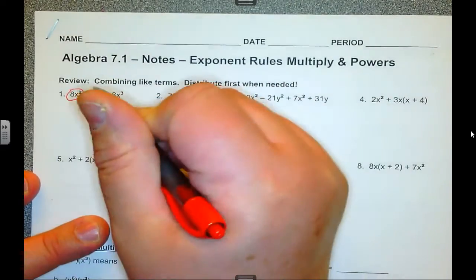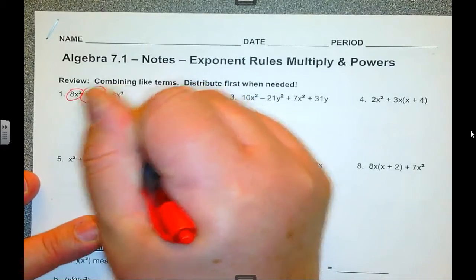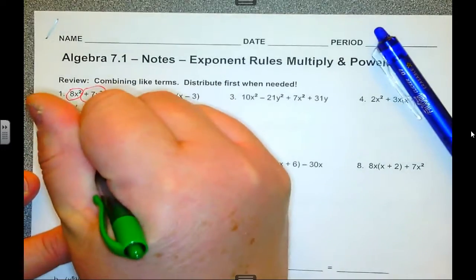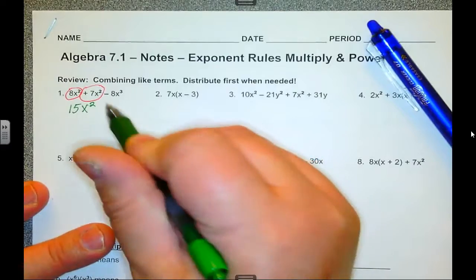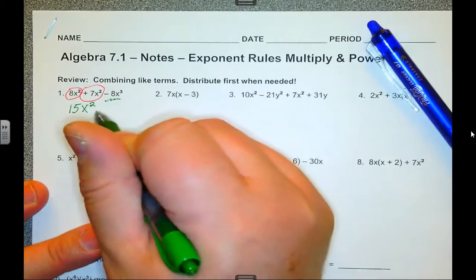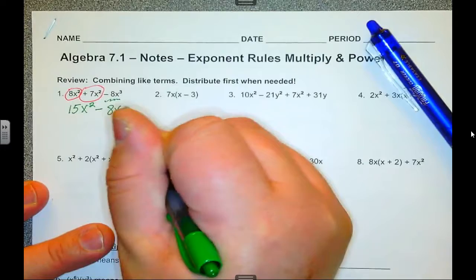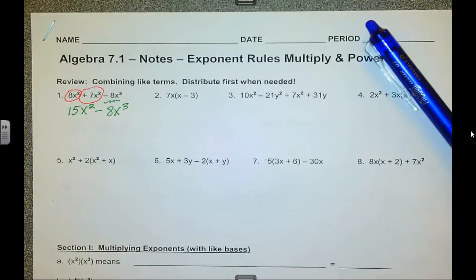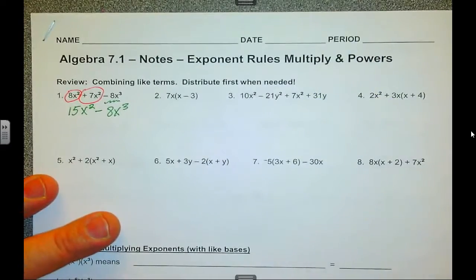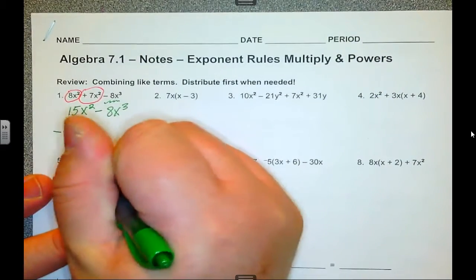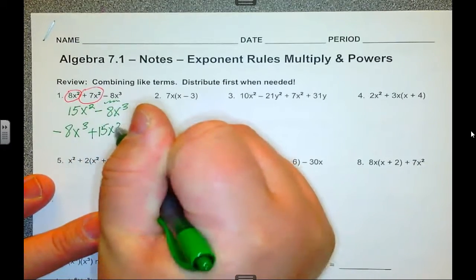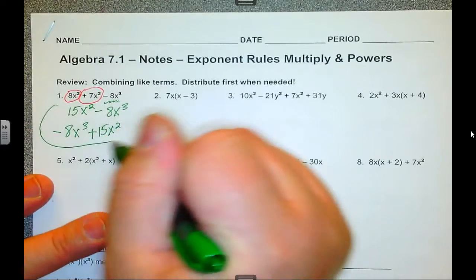Here I have 8x squared and a 7x squared gives me, that's right, 15x squared. Nothing I can do with the minus x cubed, so minus 8x cubed. Now if you want to put this in standard form, have at it. Negative 8x cubed plus 15x squared. You don't have to at this point. Either one is fine.